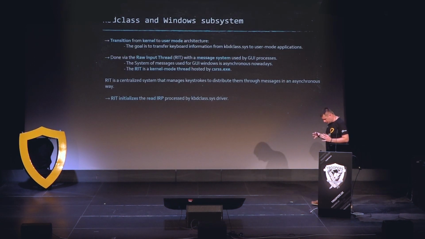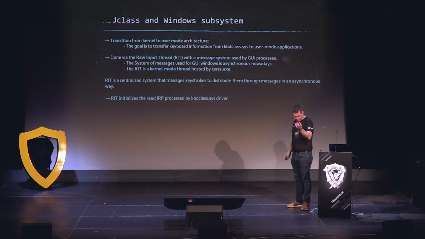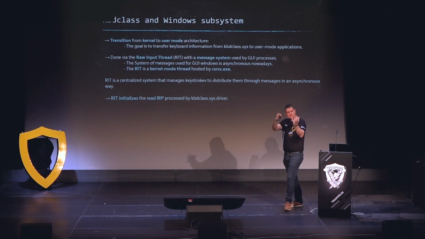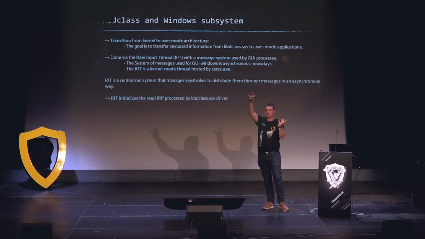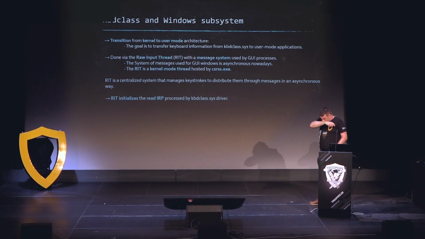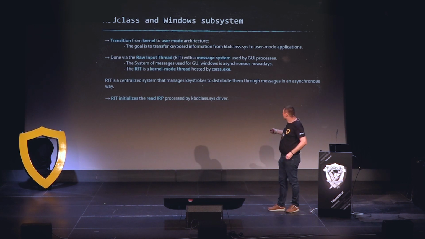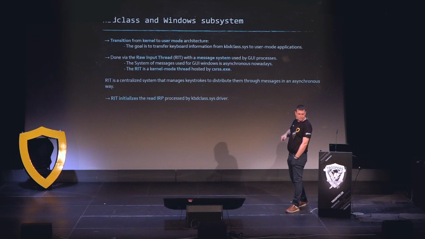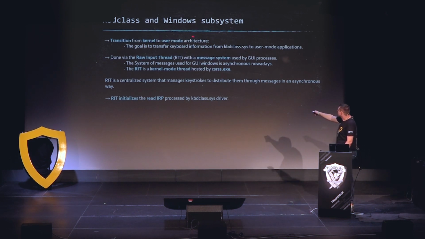So now we've got something coming from the keyboard driver. We need to have access to this information in a user mode application because this is where the character should be printed on screen. So to make this transition from kernel to user mode, let me introduce you to a new character in our journey story, the raw input thread, RIT for intimates, which holds all the message system used by graphical user interface processes. This is as simple as that.